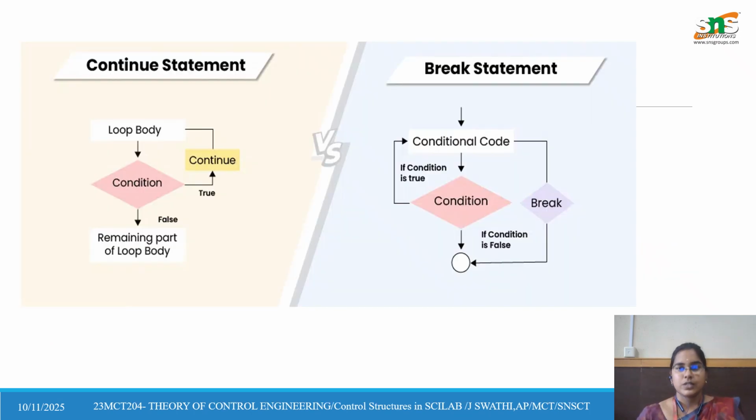Next are the continue statement and the break statement. So here we have a structure. I am going to go to the loop body and check the condition. If true, it goes on to continue the loop, or else it goes to the remaining part outside the loop. The break statement is a conditional code. I check the condition of the code. If it is true, it continues, or else it takes a break and goes to the output of the loop. So break is nothing but going directly to the end of the loop.